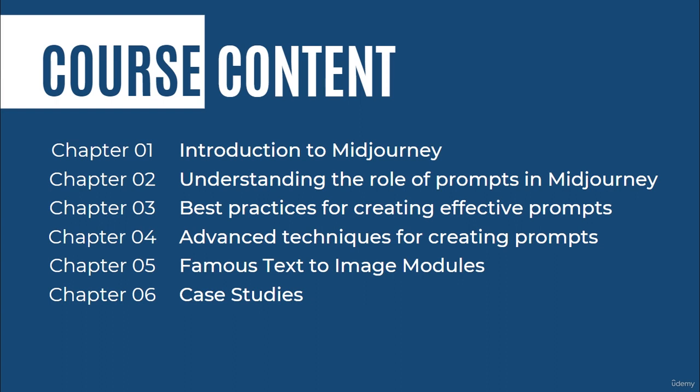Just after it, we will move toward chapter number 5, in which we are going toward the other AI models that are used to convert our text into image form. You can say DALL-E and other famous AI models that are used to generate images. We will check out all these things. And just after it, we will head toward chapter number 6, which is the most important chapter in this course, which is the case studies.